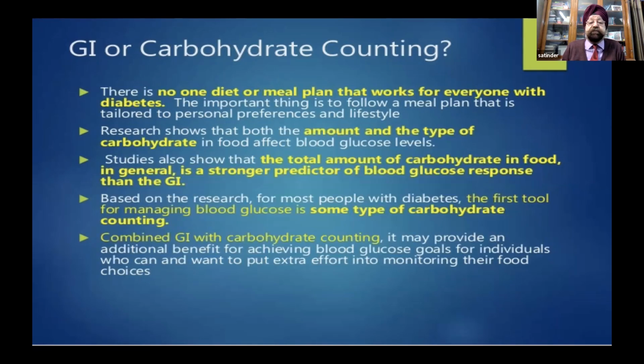Based on the research, for most people with diabetes, for managing blood glucose, some type of carbohydrate counting should also come in. So combining GI, glycemic load, and carbohydrate counting will provide the best kind of benefit for achieving blood glucose goals for individuals who can and want to put extra effort into monitoring their dietary choices. I think the benefit is there, and we have shown various studies, and it's still being worked on.